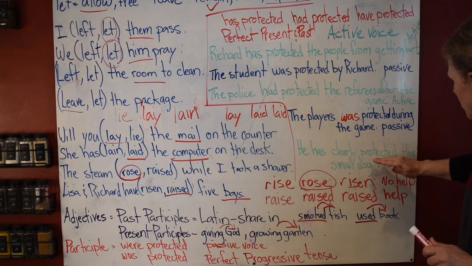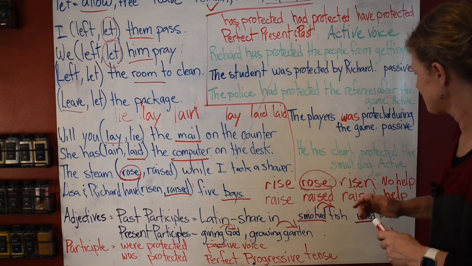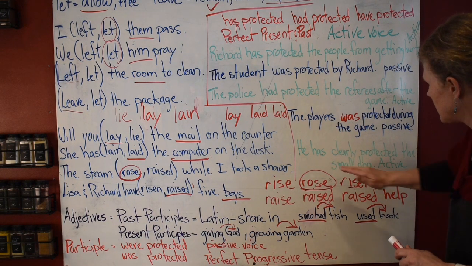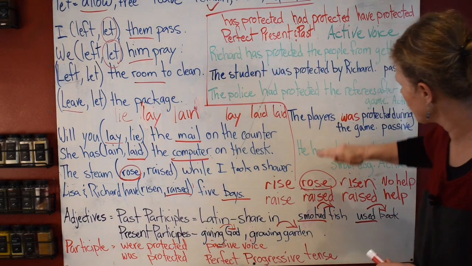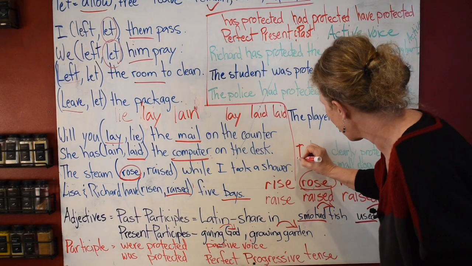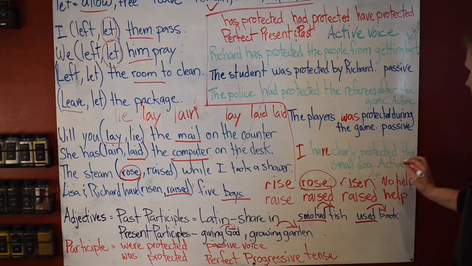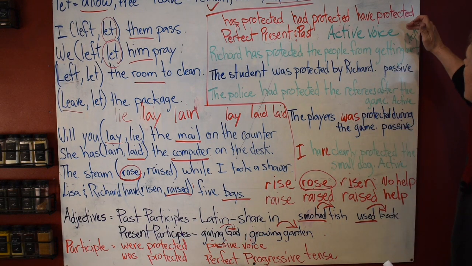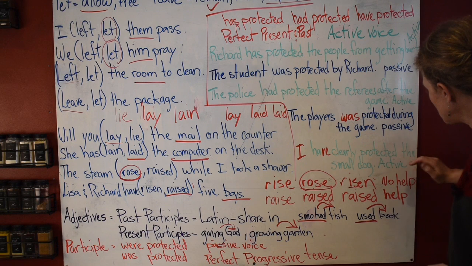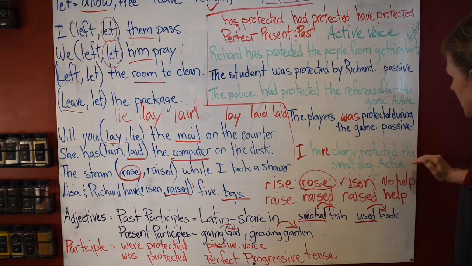He has clearly protected the small dog. We're thinking about Lily right now, right? He has clearly protected the small dog. It's active. So see, look, we are in our perfect present tense. What if I said they? What if I said I? Then what would we have? Have. I have clearly protected the small dog. So either way, using has, had, or have, it keeps you in the active voice. If you're going to keep it in the perfect present or the past, it keeps you in active.